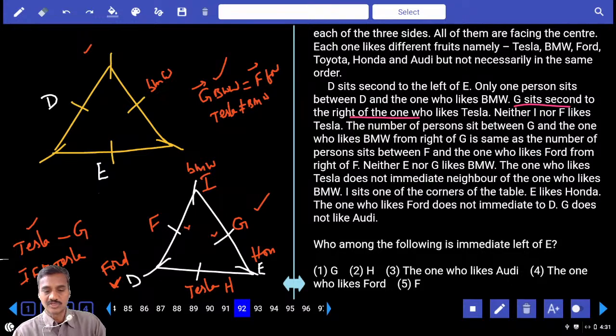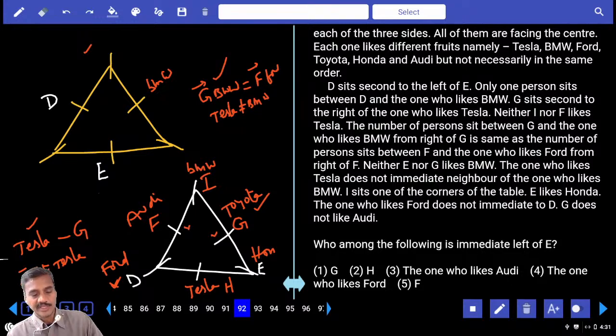Ford, Tesla, Honda, BMW were done. Then G does not like Audi, and F likes Audi. Now if F likes Audi, then what is the only car left over here? Toyota. Now G likes Toyota. Must the diagram. Then, who among the following is immediate left of E? Immediate left hand side of E is H, the one who likes Tesla, choice 2 to question number 92.